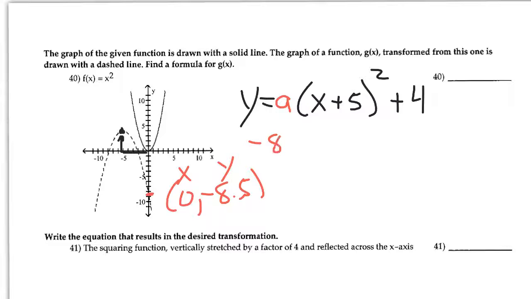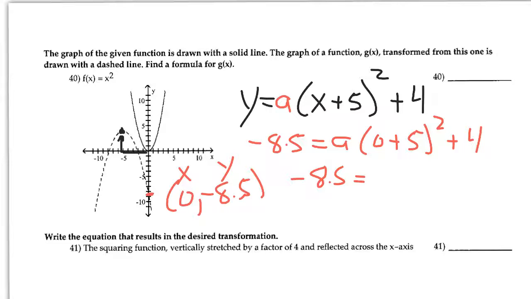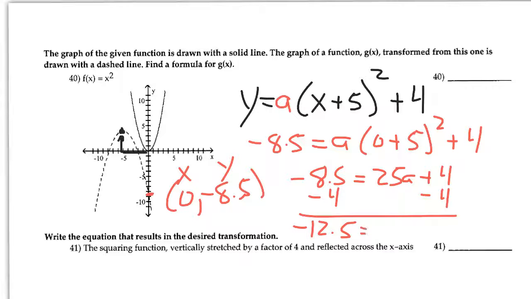So negative 8.5 equals a times 0 plus 5 squared plus 4. Negative 8.5 equals 0 plus 5 is 5, squared is 25. Don't add that to the 4, because that's 25 times a, plus 4. So I can subtract 4 and get negative 12.5 equals 25a, divided by 25. And if I just look at that, that's a negative half. So I know that a is negative 1/2.